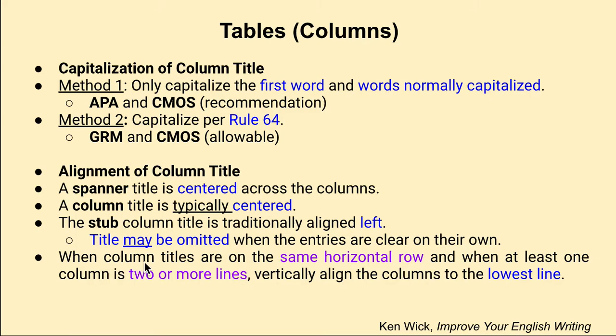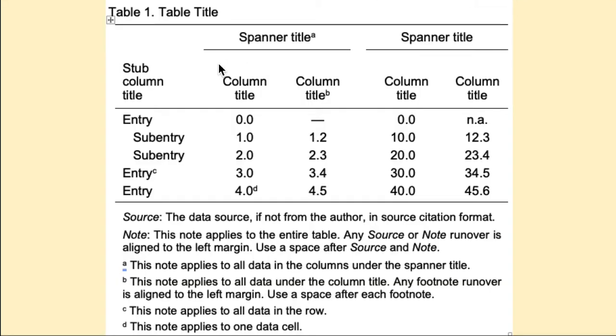And when column titles are all in the same horizontal row, and when at least one column is two or more lines, vertically align the columns to the lowest line. So what does that mean? Let's read it again. When the column titles are all in the same horizontal row, and at least one is two or more lines, vertically align the columns to the lowest line.